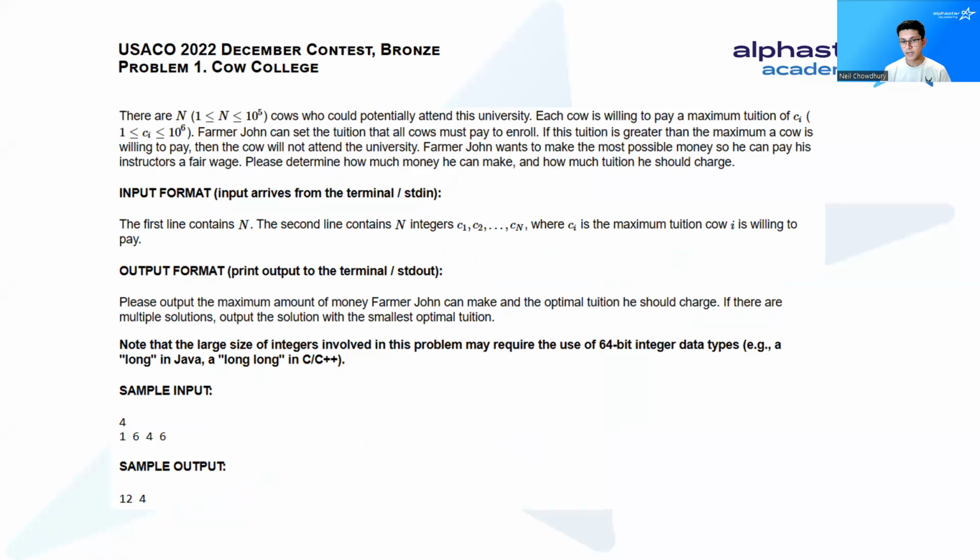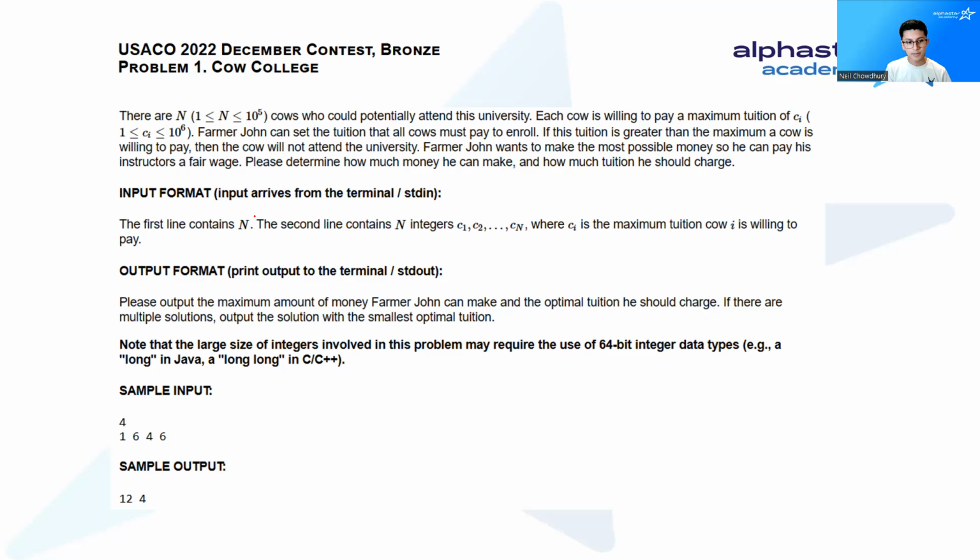And a cow will attend this college as long as the tuition is less than or equal to the cow's maximum tuition of c_i. So Farmer John wants to see how much money he can gain from this setup, which means over all possible tuitions he could charge, which will generate the maximum amount of revenue from the cows that buy into the college.